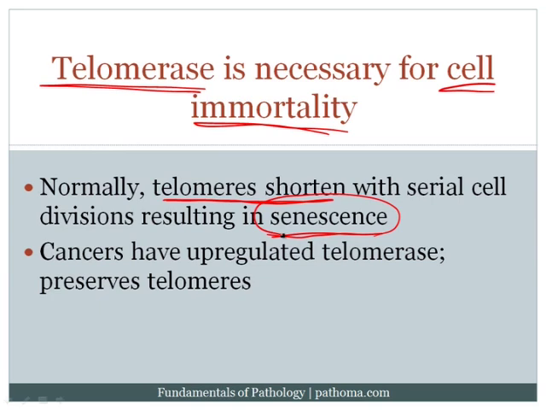So the continuous shortening of the telomeres with serial cell divisions results in senescence, in which a cell basically shuts down and stops dividing. Cancer cells can't stop dividing. They need to keep dividing, keep dividing, keep dividing, and the cells are basically immortal. That's how cancer works. And so cancer often has upregulated telomerase, which preserves the telomeres so that cancer cells can avoid senescence. That's an important general principle concerning cancer cells.